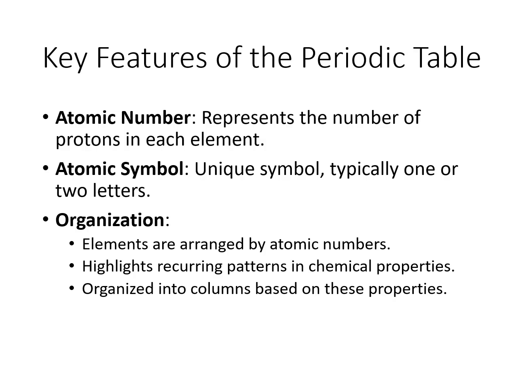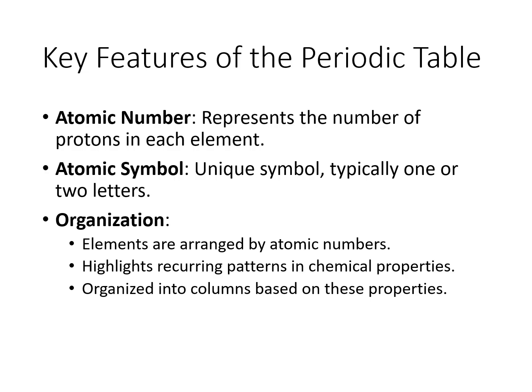Each element is listed with its atomic number, which tells us the number of protons, and its atomic symbol, usually 1 or 2 letters. The elements are arranged in order of increasing atomic number, and this organization reveals repeating patterns in their chemical properties. These patterns help us predict how elements will behave.